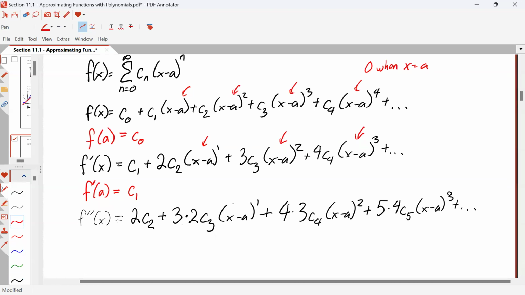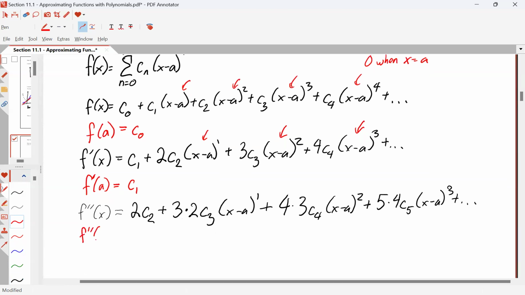Repeating the pattern. If I plug in a to the second derivative, anything with an x minus a becomes 0. So I'm left with 2c2 as the second derivative of a.